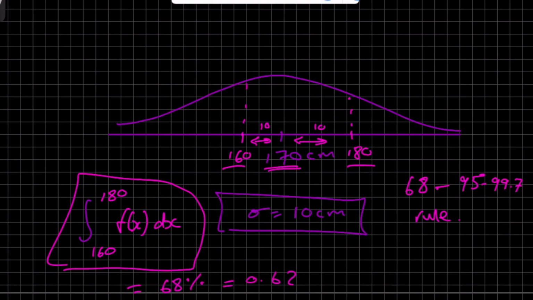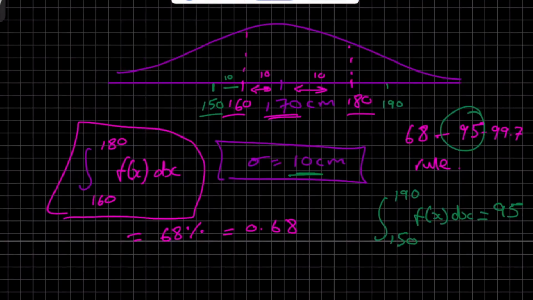or 0.68. If something falls within two standard deviations of the mean, so we're going plus or minus 20 from the mean, that's two standard deviations. Two standard deviations would be 20 centimeters, so 150 over here and 190 over here. So the probability that anybody falls between the heights of 150 and 190 would always equal 95%.